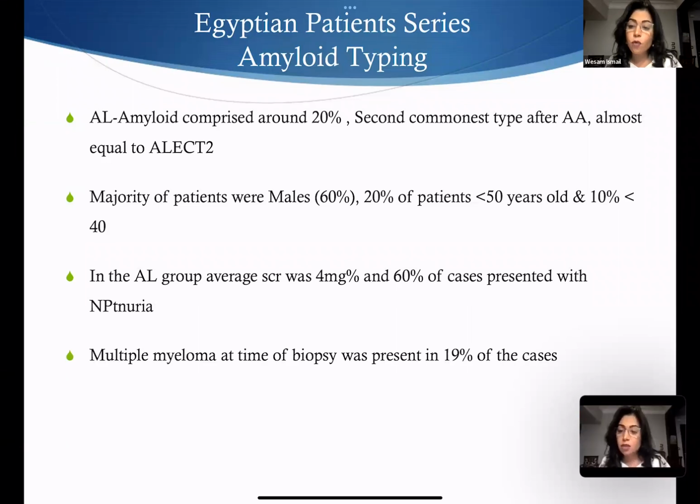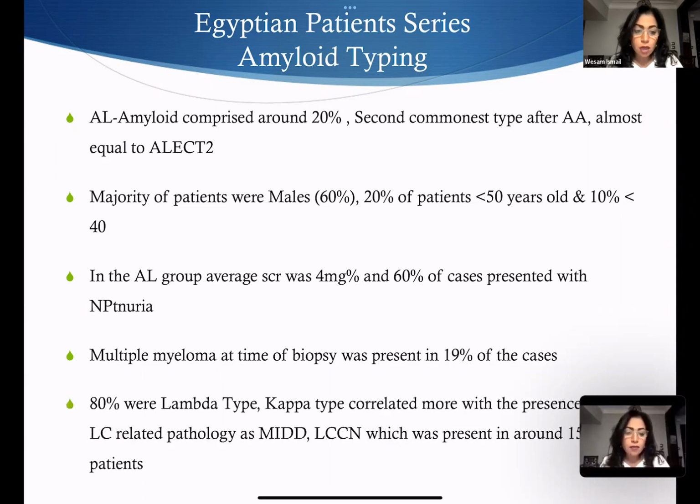That means that you had 40% of these cases who did not have nephrotic range proteinuria. Multiple myeloma in our patient cohort was present at the time of biopsy in around 19% of the cases. And as I've mentioned, in 80% of cases, it was lambda subtype, while we had kappa subtype actually significantly correlated more with the presence of other light chain related pathologies, such as MIDD and light chain cast nephropathy, which were present in around 15% of the patients.